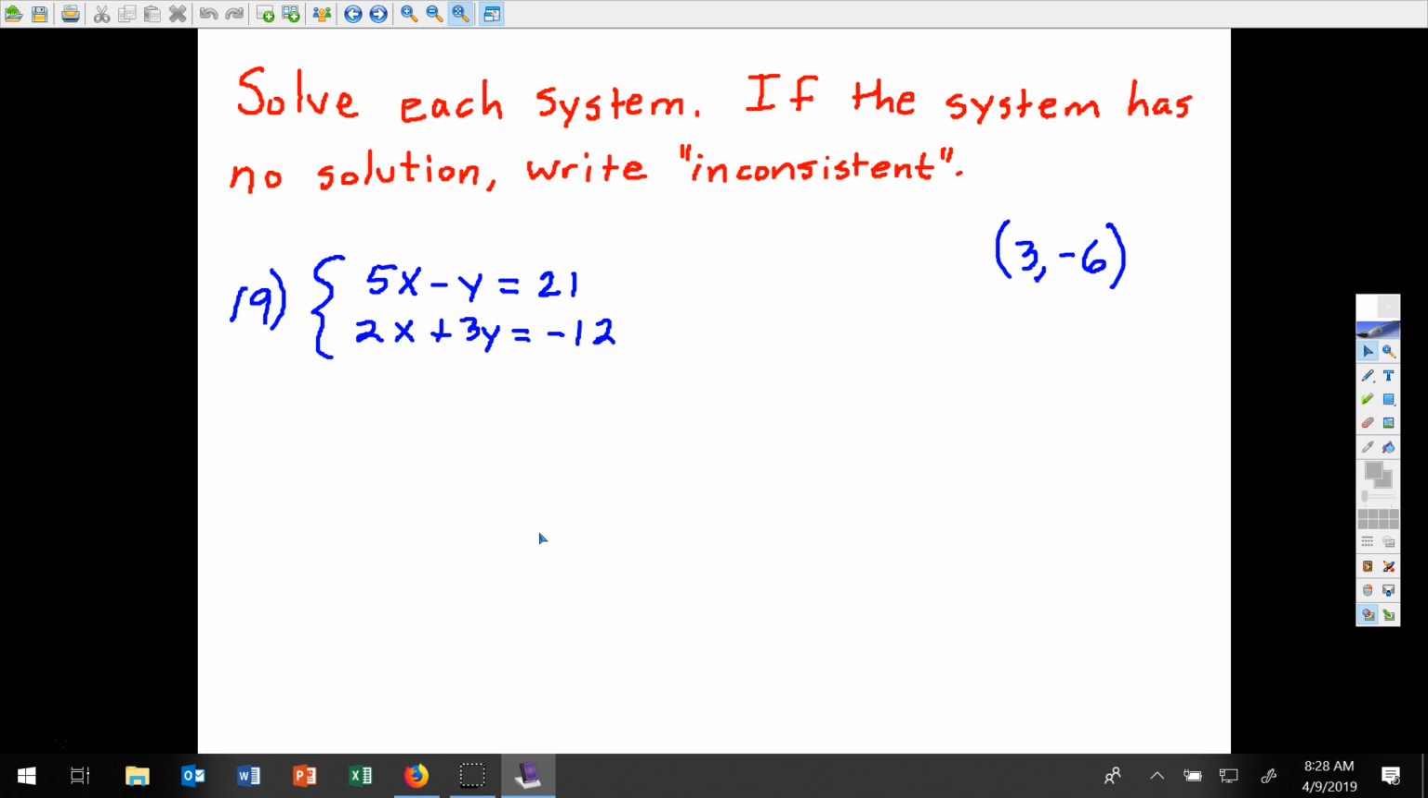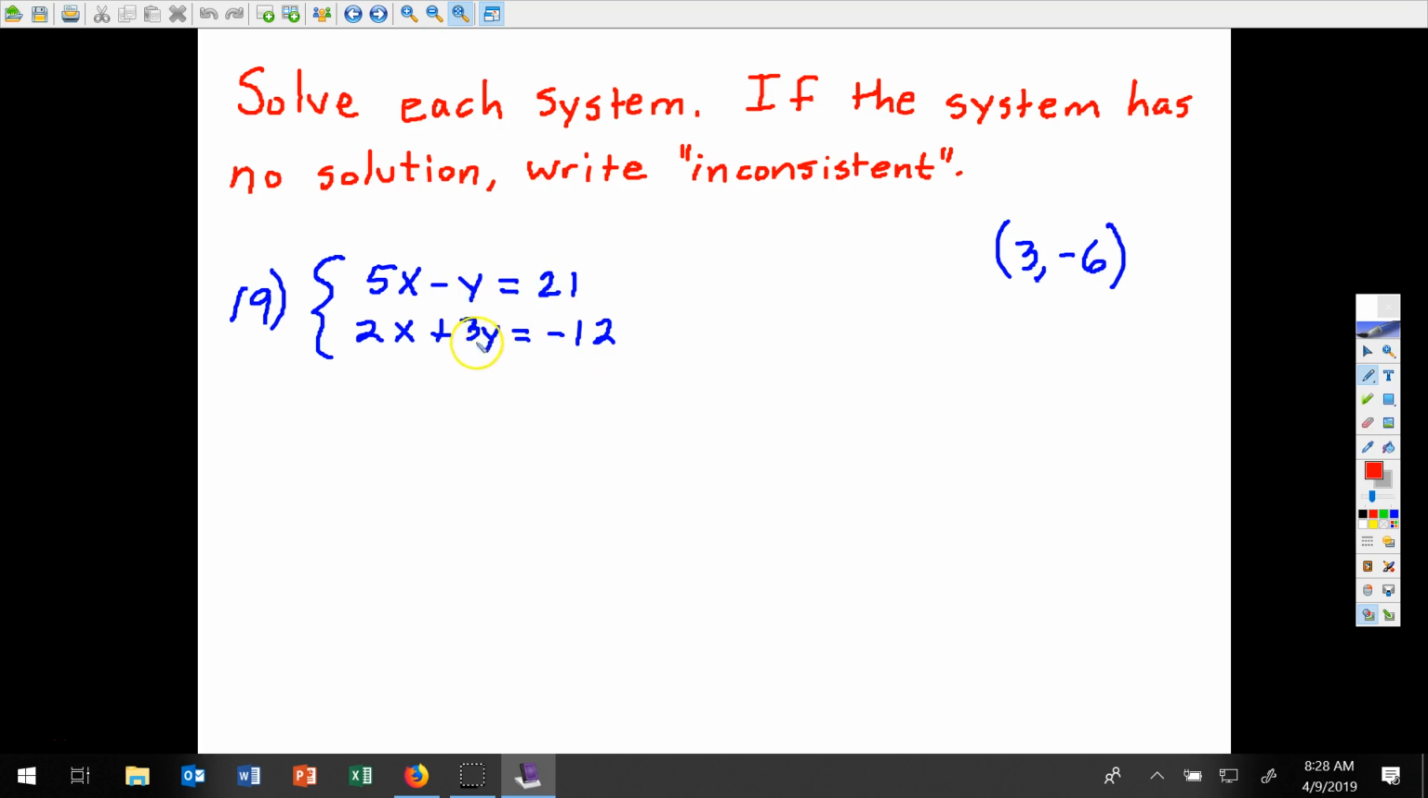Your instructions, I just took them out of your book. You're to solve each system. If the system has no solution, write inconsistent, and we'll look at how we know when a system does not have a solution. Well, on number 19, depending on if you choose substitution, that would be okay, but I'm going to choose elimination because I noticed that if I multiply the top equation by 3, I will set up eliminating the y variable with addition.